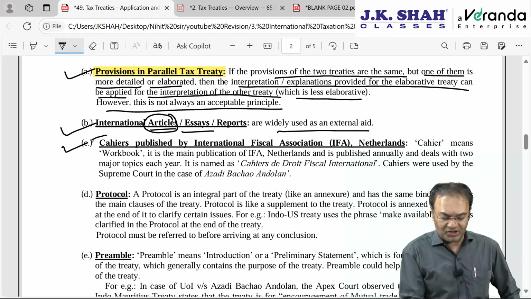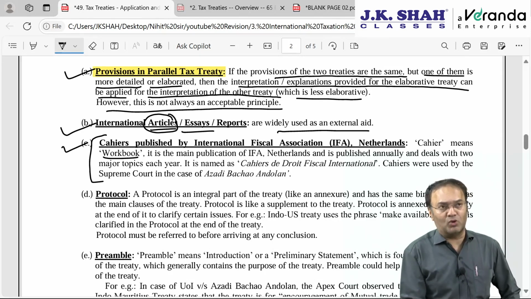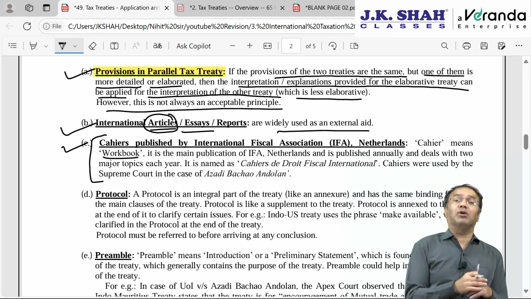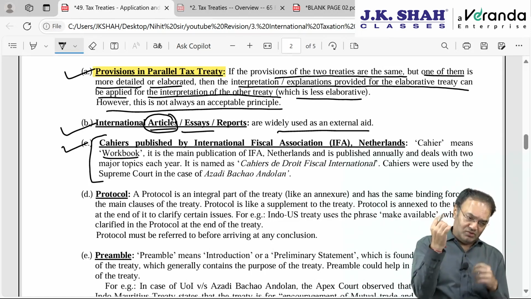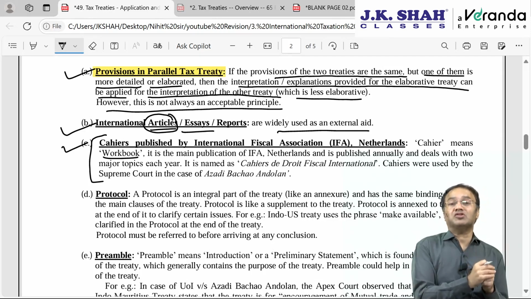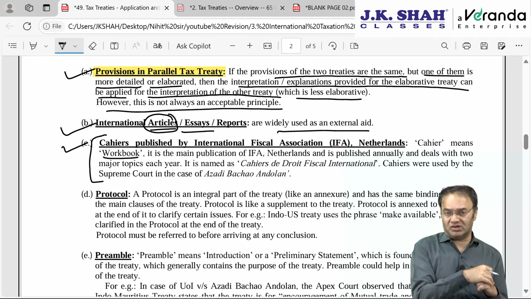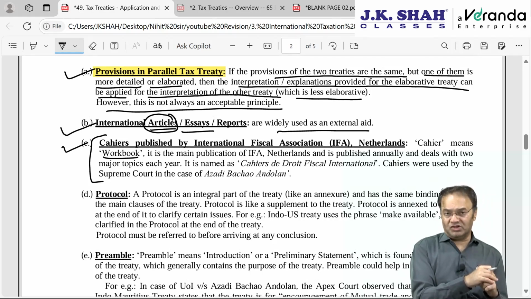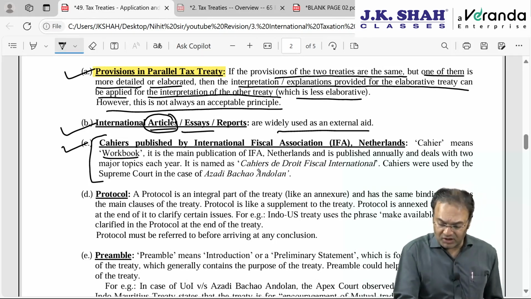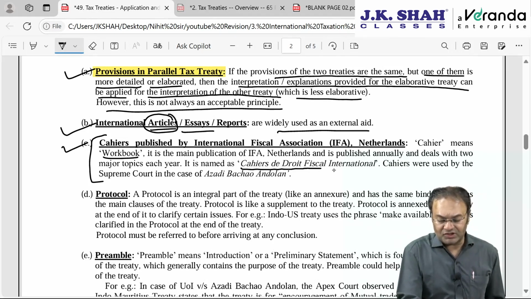Next is KERs. KERs basically means workbook. It is an annual publication, a report published by the International Fiscal Association, IFA. Fiscal means financial. It is headquartered in the Netherlands and it publishes one report every year which is called Cahiers de Droit Fiscal International.